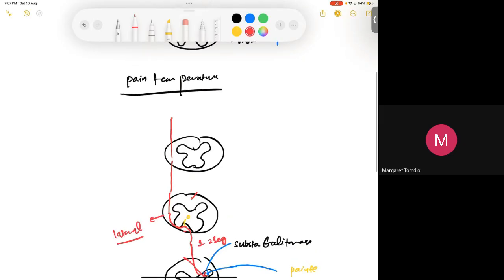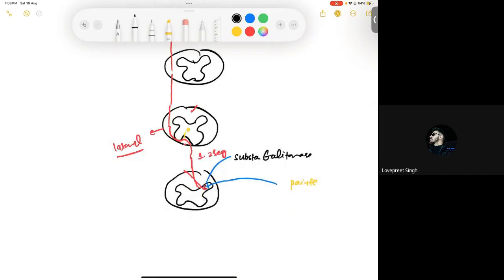They are going to enter up into the thalamus. In the thalamus, which nucleus? VPL. Is it clear? Okay. They are going to move to the VPL, and from the VPL again, they are going to move upward through the posterior limb of the internal capsule into the somatosensory cortex, which we'll be discussing. What is the somatosensory cortex? Where do we find the somatosensory cortex? Okay, that's really important. Pain and temperature.